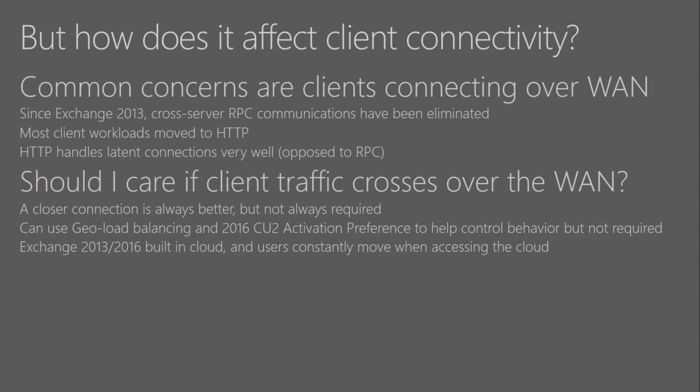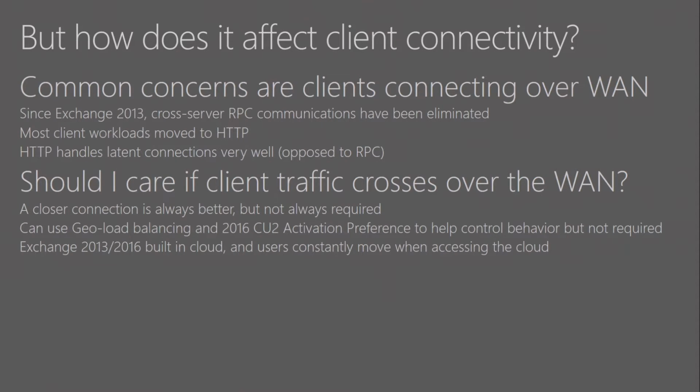And as I mentioned, there were some really good sessions earlier in the week about Office 365 and client connectivity, which you can take some of that information and apply it to your own environment. So should I really care? Well, it's always ideal to have a closer connection, but think about it. In Office 365, users are constantly traveling around the globe and accessing their mailbox, and the connectivity isn't horrible if they're not in the same physical geographic location, right?